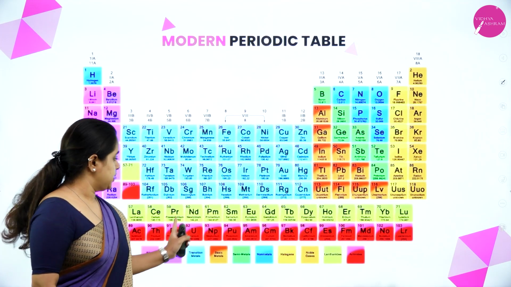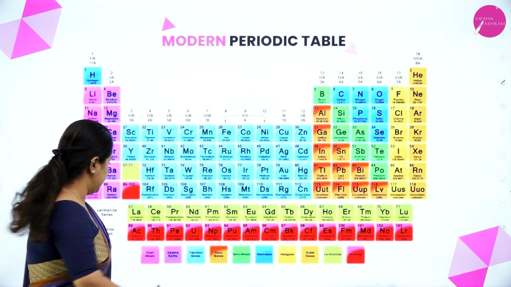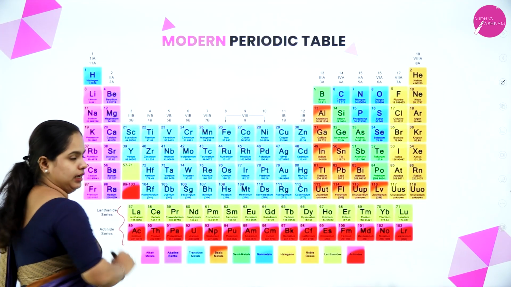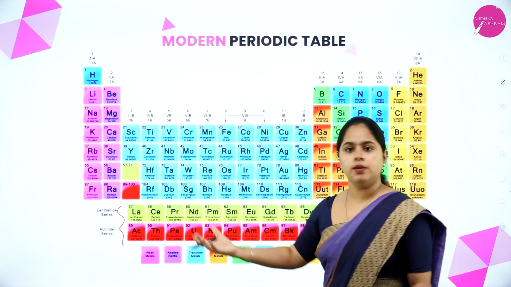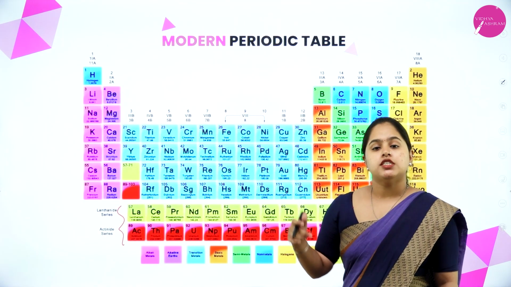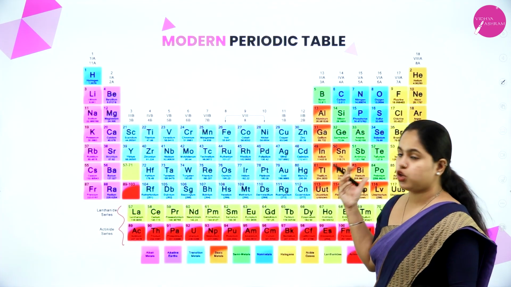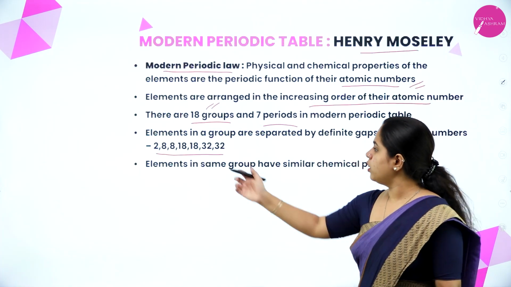And what about these two which are represented here? This also belongs in here. So about that also I will explain now. So this is the modern periodic table. As you can see, there are 18 groups and 7 periods. So what did we see here?